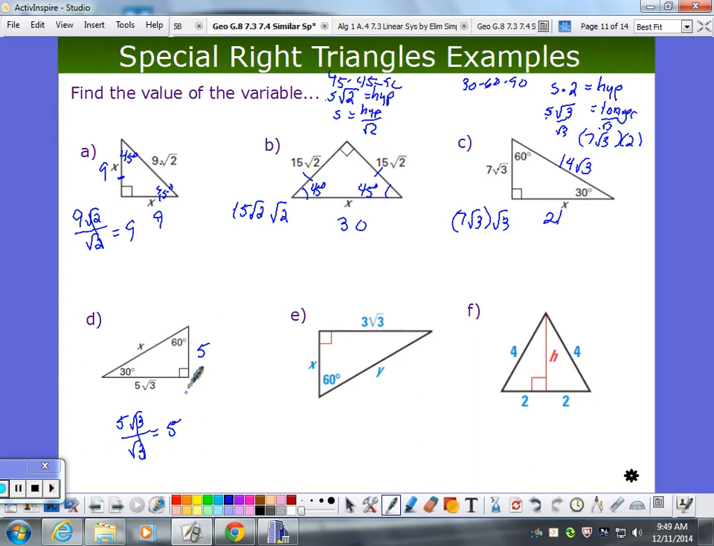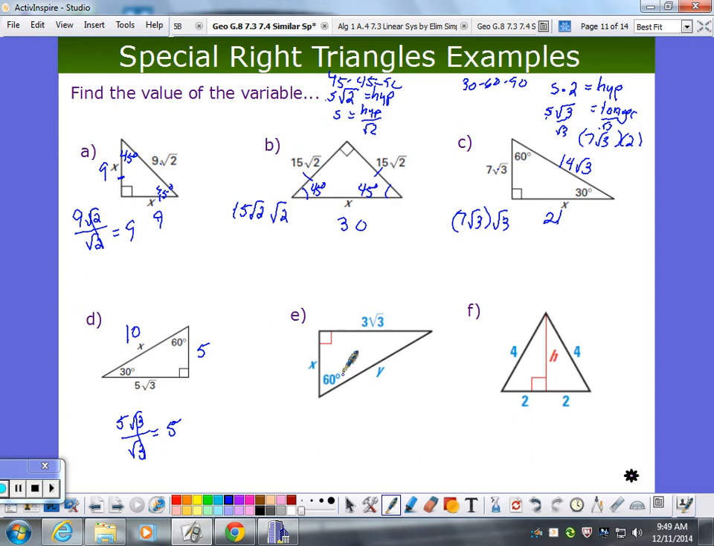And if I know the shorter side, times 2 will give me my hypotenuse. So, do you have any questions so far here? Kind of just knowing these rules. Let's try the next one.